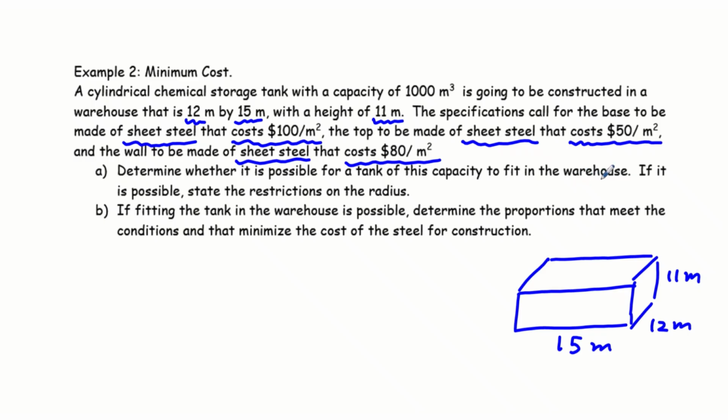So it asks you to determine whether it is possible for a tank of this capacity to fit in the warehouse. If it's possible, state the restrictions on the radius. And if fitting the tank in the warehouse is possible, determine the proportions that meet the conditions and also minimize the cost of the steel. So we are going to see, we put a cylinder in the warehouse.